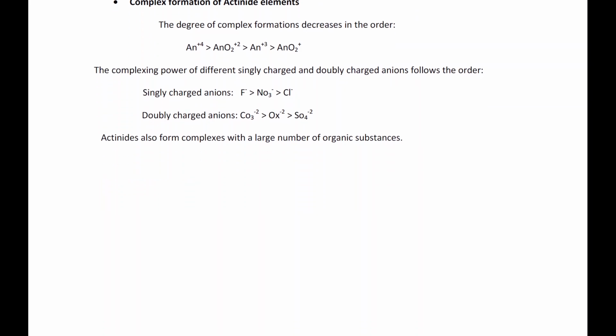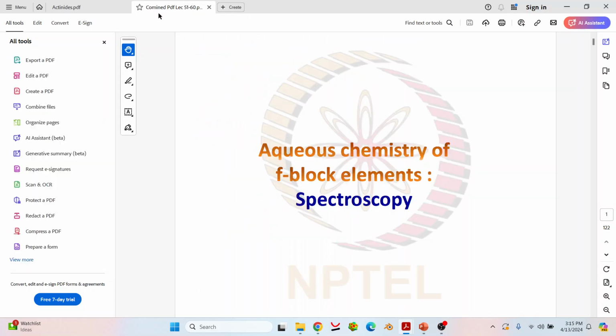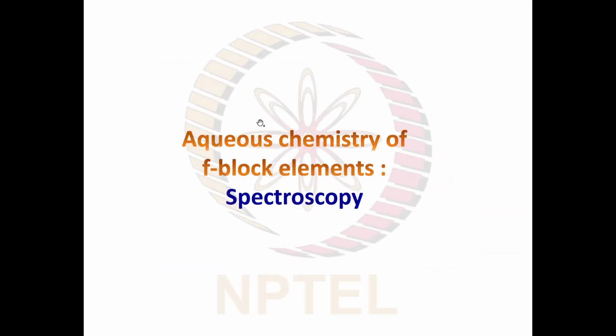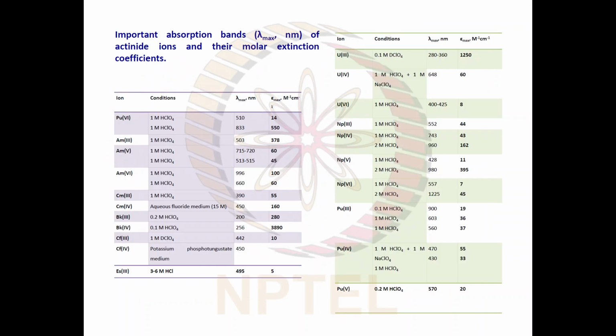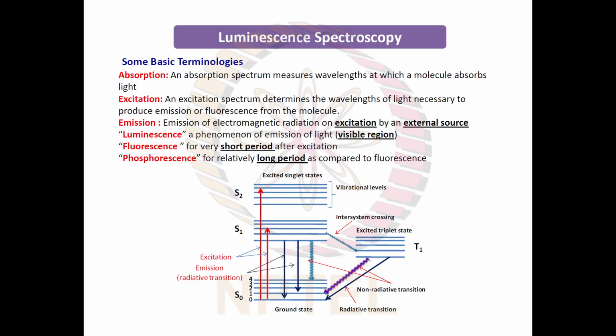And yeah, so now going forward, let's have a look at what sir has taught in the week 11 and 12 classes. He taught about the application of absorbance spectra: qualitative, quantitative, studying complexation of metal ions, metal-ligand titrations, and detection and estimation of the lanthanide and actinide ions in environmental samples. So there are certain important bands of actinide ions and their molar extinction coefficients. And then there is luminescence spectroscopy.